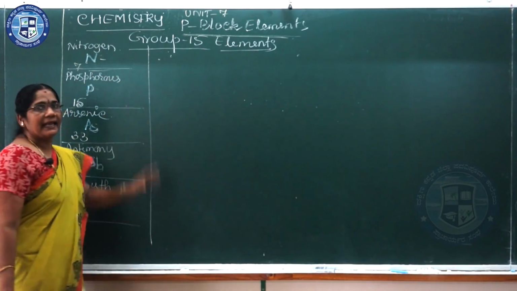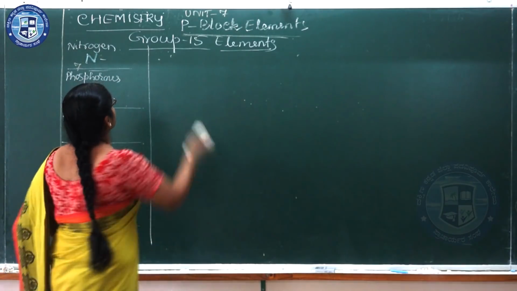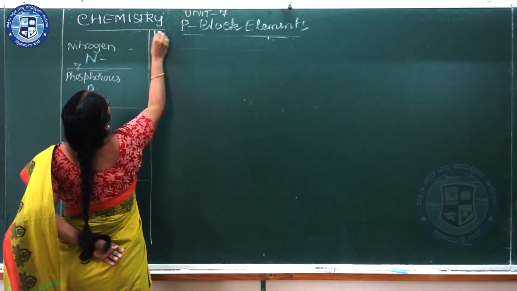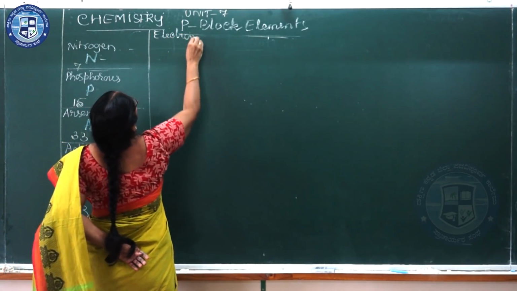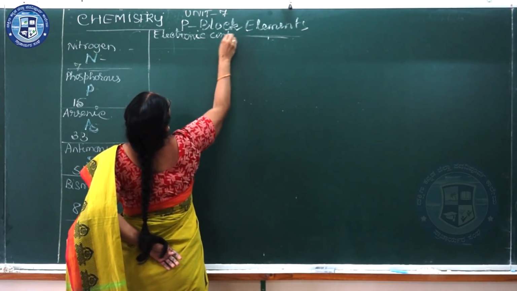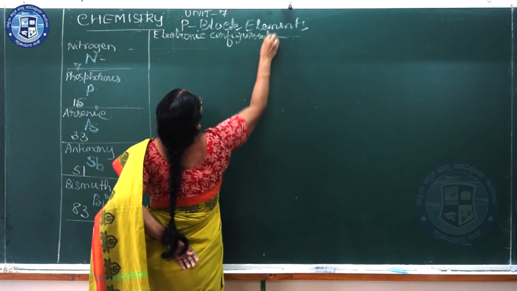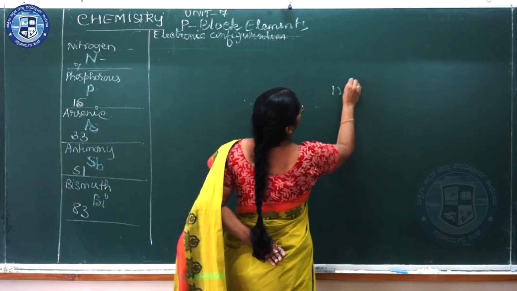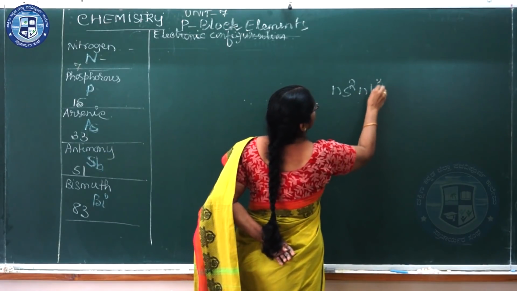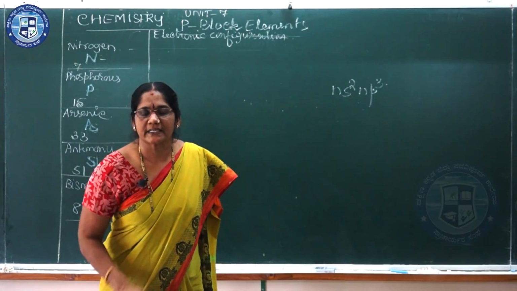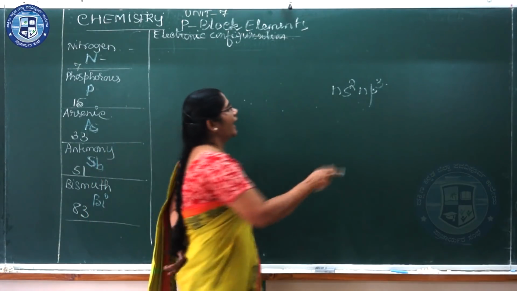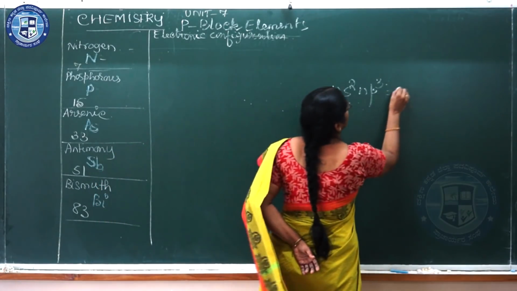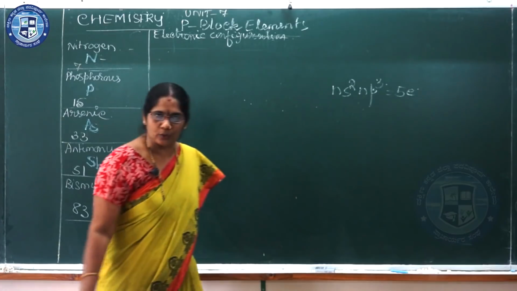Now we will see the electronic configuration of these elements. As you all know, in group 15, the outer electronic configuration is ns2 np3. There are 2 electrons in the s orbital of the last shell and 3 electrons in the p orbital. So altogether there are 5 electrons in the outermost shell.